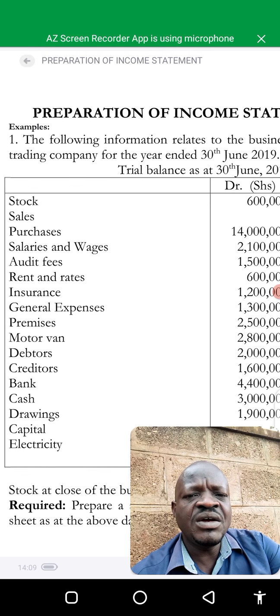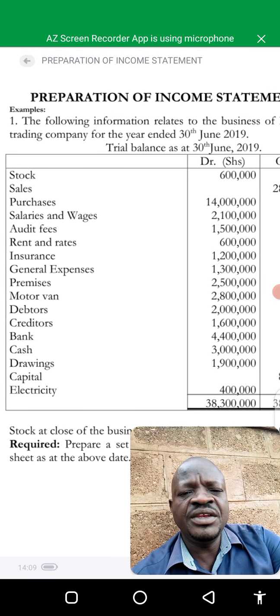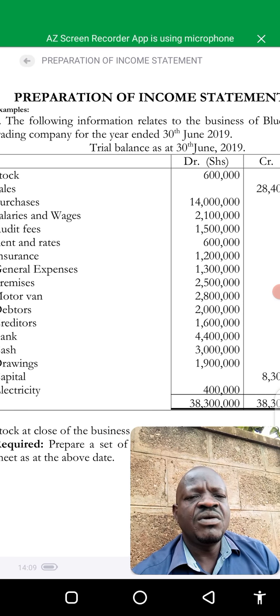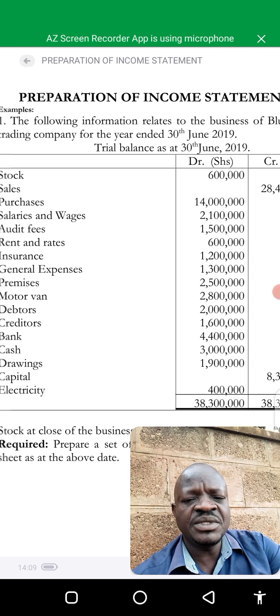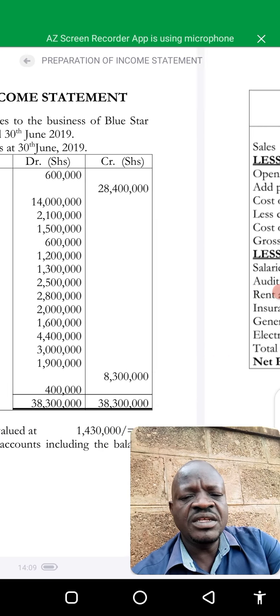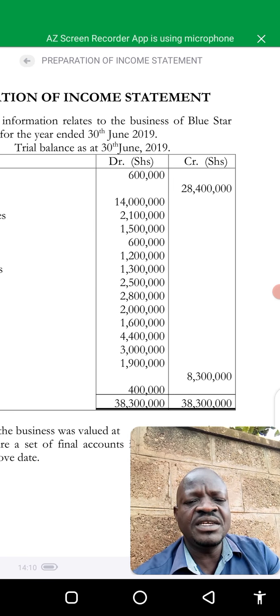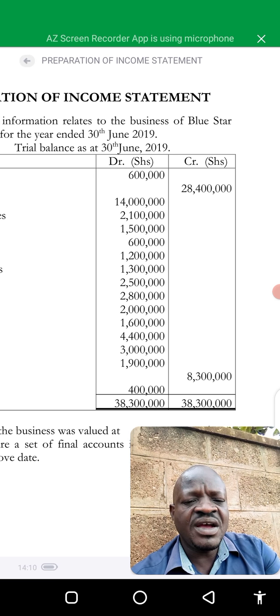So when you look at our work, they are telling us that this business of Blue Star Trading Company had all those items, but at the end of the day, they had closing stock, and this closing stock is valued at 1,430,000.